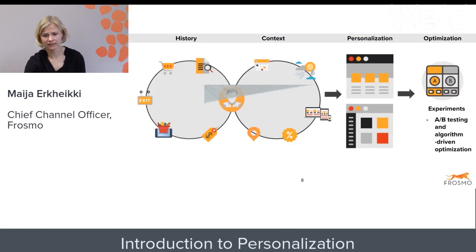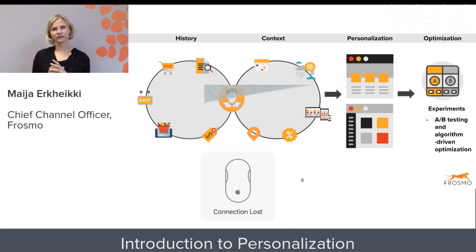So how we see that these two are different from one another is that when you talk about personalization, you take into account these two different dimensions. So you have the visitor and their history, which might mean earlier purchases, earlier exits, search history, and so on. And you combine that with the context.